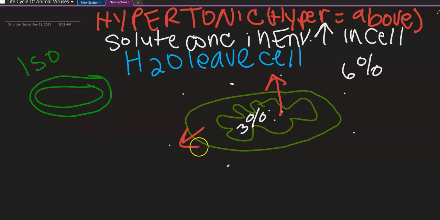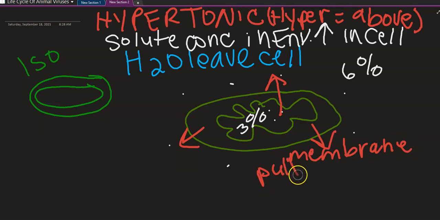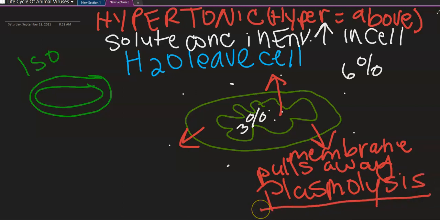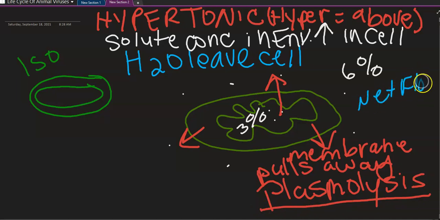As the water leaves the cell, that cell volume is going to change. The membrane is going to pull away. And we call this, because it's the plasma membrane, plasmolysis. Plasmolysis. There will be a net flow out of the cell. So hypotonic, there's a net flow into the cell. Hypertonic, there's a net flow of water out of the cell.